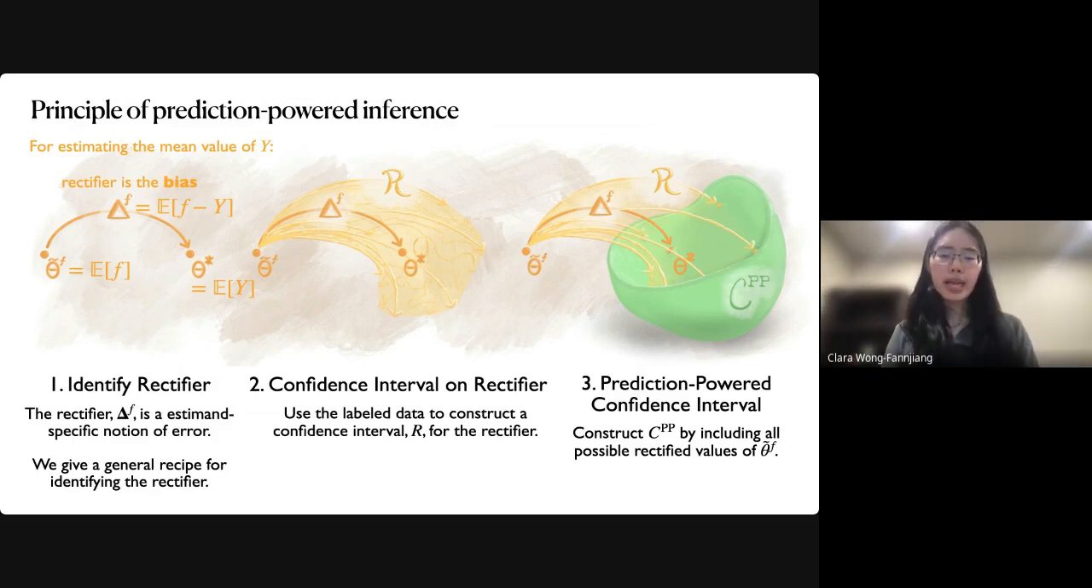I'm also going to note that what we propose has this nice intuitive property that the better your predictions are, so the closer f is to y, the smaller the rectifier will be. And the smaller the rectifier is, the smaller your resulting confidence intervals. So that kind of matches our intuition that the better your predictions are, the more powerful your scientific inferences can be, the smaller the intervals that you get out at the other end.